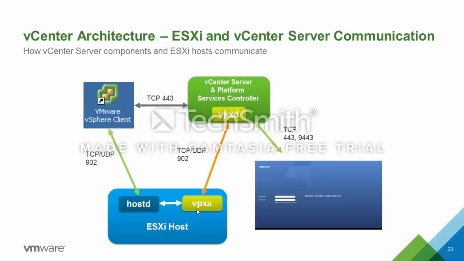Now you can see here in the bottom right hand side of the screen TCP port 443 and 9443, the vSphere web client with single sign-on. You can see there is the web browser that we use to connect in to manage vCenter. We also have a traditional installable client with the vSphere client. That vSphere installable client can connect either directly to a host, again using port 902, or it can connect to vCenter using TCP port 443.